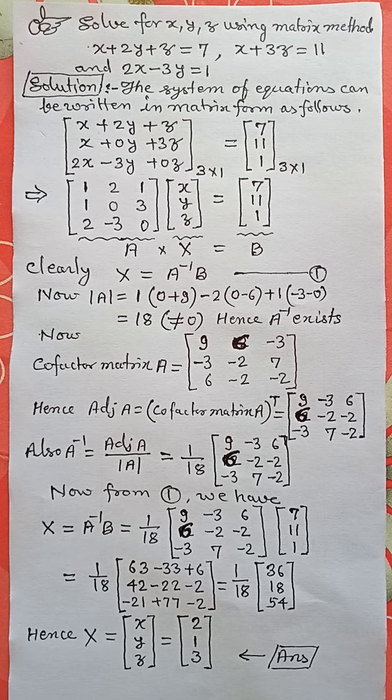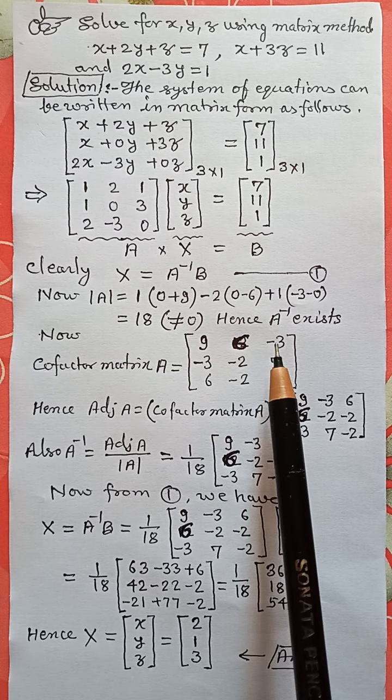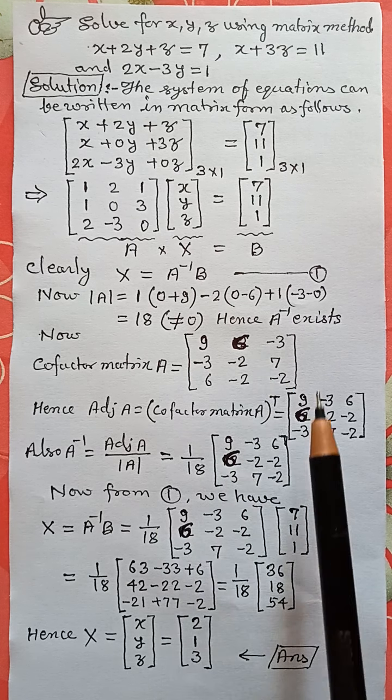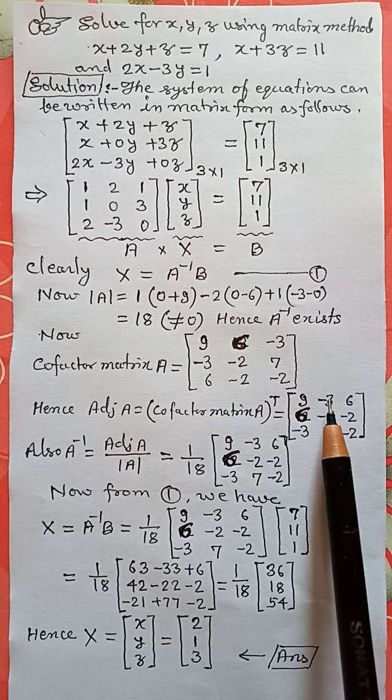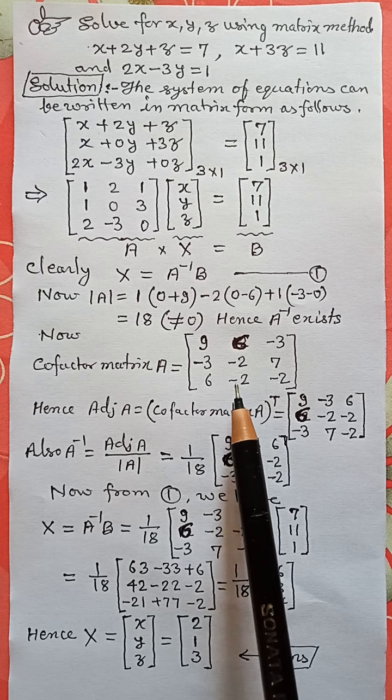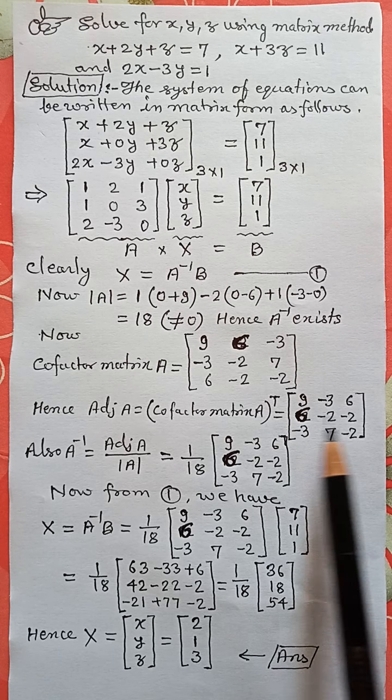And what do we do in transposing? We make each row into columns. That means the first row is made into the first column, the second row into the second column, the third row into the third column. So here our first row is 9, 6, minus 3, and we are making it the first column 9, 6, minus 3. Minus 3, minus 2, 7, and 6, minus 2, minus 2. This is our adjoint.